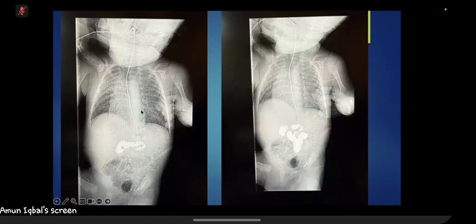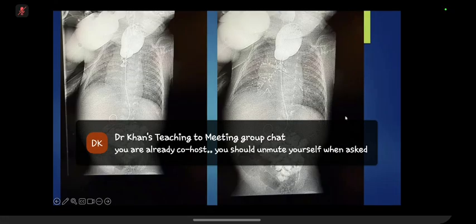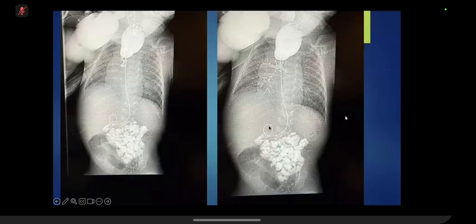But when we move to this part, we can see that because of the communication, all the contrast is now going into the tracheobronchial tree and it is not opacifying the distal esophagus. So that raises a suspicion there might be a residual fistulous communication or the tract is not mature enough. And this is causing an aspiration in this baby.